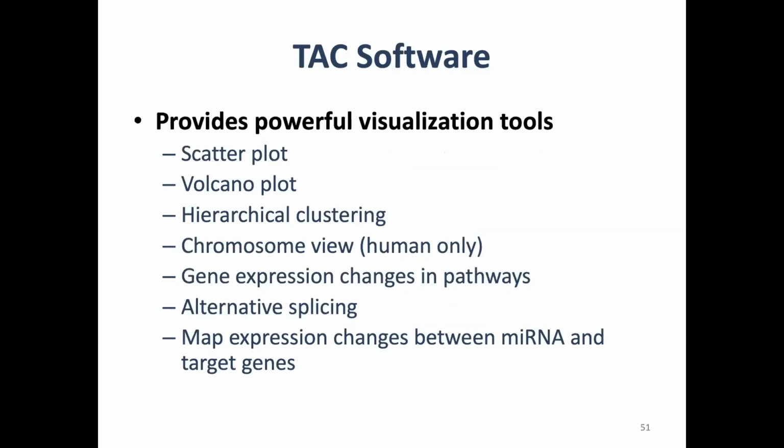Take software, like I said before, can do scatter plots, volcano plots, hierarchical clustering with heat map plots. It can do chromosome view, so it can show you which genes are expressed in a chromosome. It can visually show you that. It can show you which pathways are expressed, like WikiPathways, and alternative splicing events can be seen, and also you can map expression changes between microRNA and targeted genes.